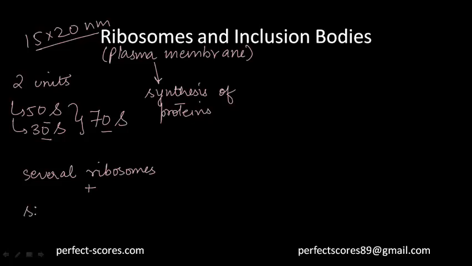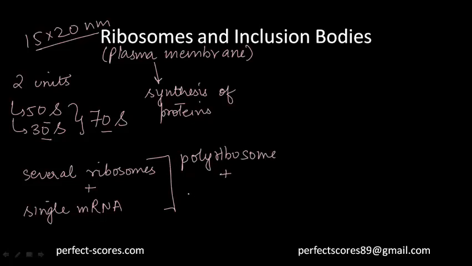Single messenger RNA can form a polyribosome, or something that we can simply call a polysome. Now the ribosomes of the polysome translate this messenger RNA into proteins. That is how these proteins are made.